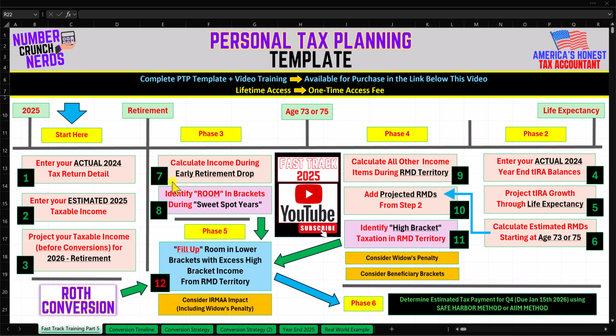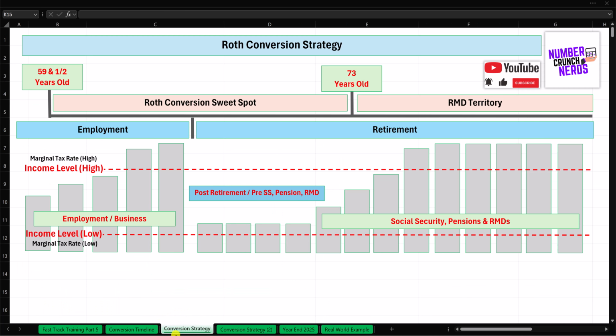Now let's refresh our memories. What is the early retirement drop? Well, if we go over here to our conversion strategy tab, the early retirement drop is this portion right here of the Roth IRA conversion sweet spot. It is the time period somewhere between 59 and a half years old and 73 years old when employment income has dropped off, but Social Security, pensions, and RMDs have not yet started.